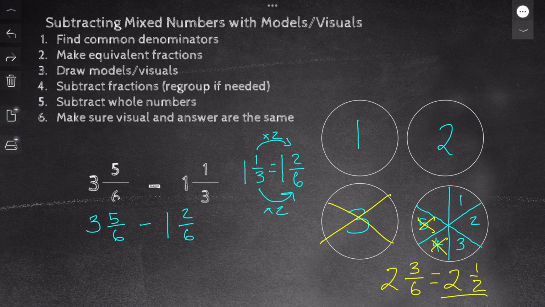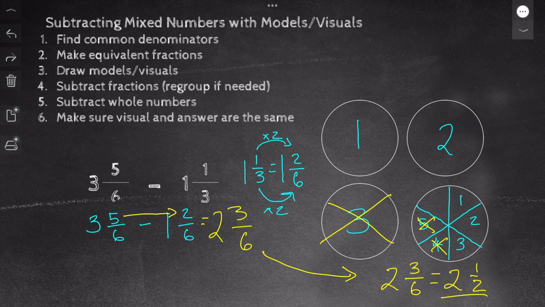And first I'm going to subtract fractions. 5 minus 2 equals 3. I keep my denominator of 6. And 3 minus 1 equals 2. So my answer of 2 and 3/6 are the same. I know my answer is correct.